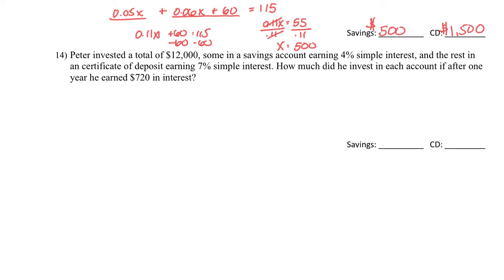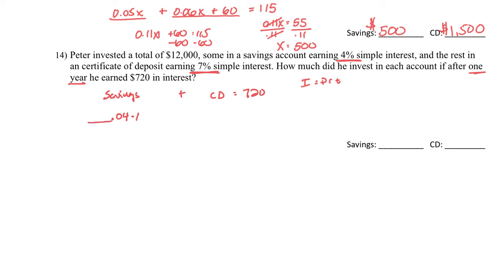So we're going to set it up pretty much the same way. We've got savings plus the CD has to equal our total interest of $720. So all we got to do is use our formula. Remember, I equals PRT. We know that it's 1 year, so that means T is going to be 1. We know that for the savings account, it's 4%, and the CD is 7%. Well, 4% is 0.04 times 1 for time. We just have to figure out what we're going to put in there for the amount of money.